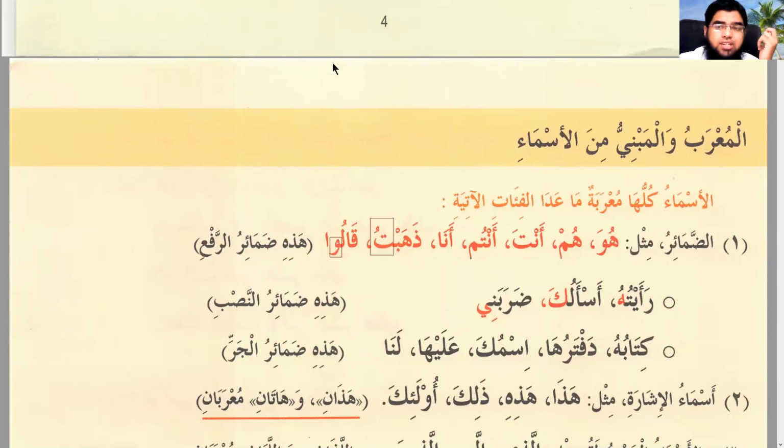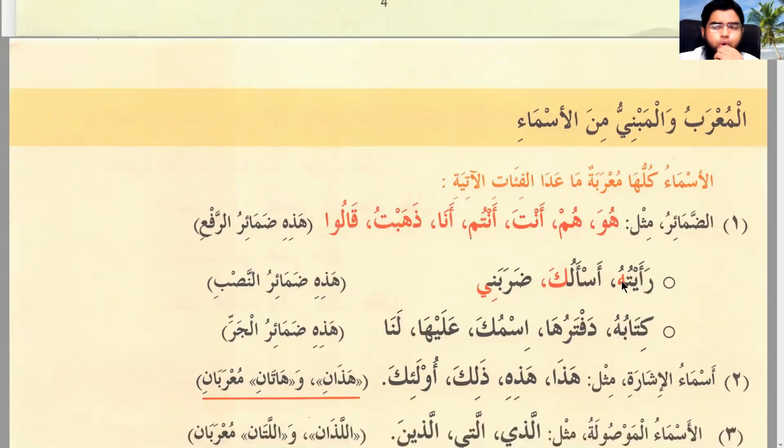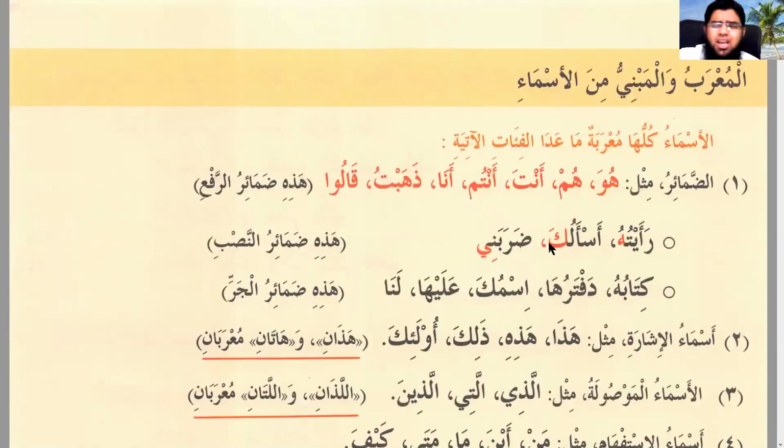This is also the fa'il. These are the pronouns of raf', the marfu' pronouns, right? These are all marfu' because this is the fa'il. Ra'aytuhu, damirun muttasilun fi mahalli nasb, maf'ul bihi. This is the object. I saw him. This is mansub, fi mahalli nasb. As'aluka, I asked you, ka. Darabani, ya. These are the pronouns of nasb, because they have objects, right?